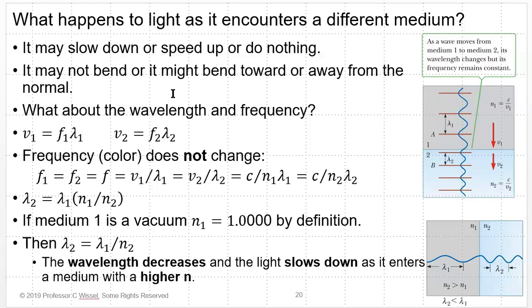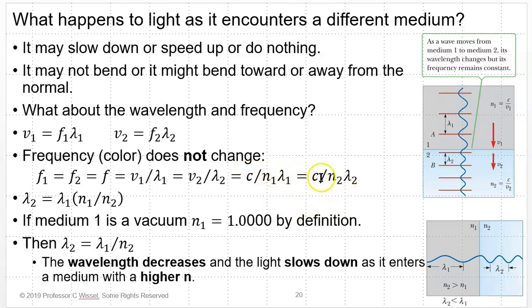What about the wave? We talked about speed, but how about the wavelength and frequency? Well, you can kind of imagine, because there's a relationship between speed, wavelength, and frequency, that there might be some sort of issue with some of this. So we have v equals f lambda. It turns out the frequency does not change. So all the frequencies are the same. But frequency is v1 over lambda 1, and that is equal to v2 over lambda 2. And we know that v1 and v2 are not going to be the same, but there's a relationship. v1 will be c over n1, and v2 will be c over n2.